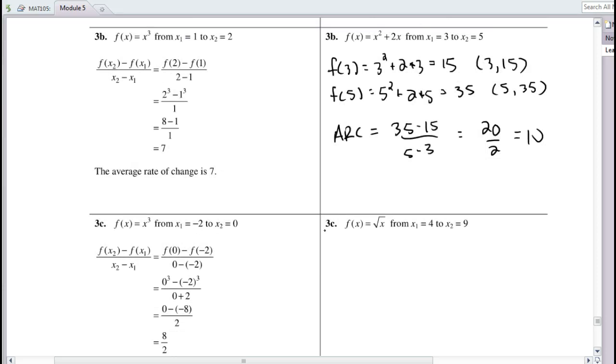So, last one, f of x equals the square root of x from 4 to 9. Well, this one's actually pretty simple, so I'm just going to say them because we don't even really need to plug them in. Take the square root of 4, you get 2. And take the square root of 9 and you get 3. So the slope, the average rate of change, is 3 minus 2 over 9 minus 4, which is 1 over 5. So what we're doing is we're just approximating these functions with their linear slope between them.